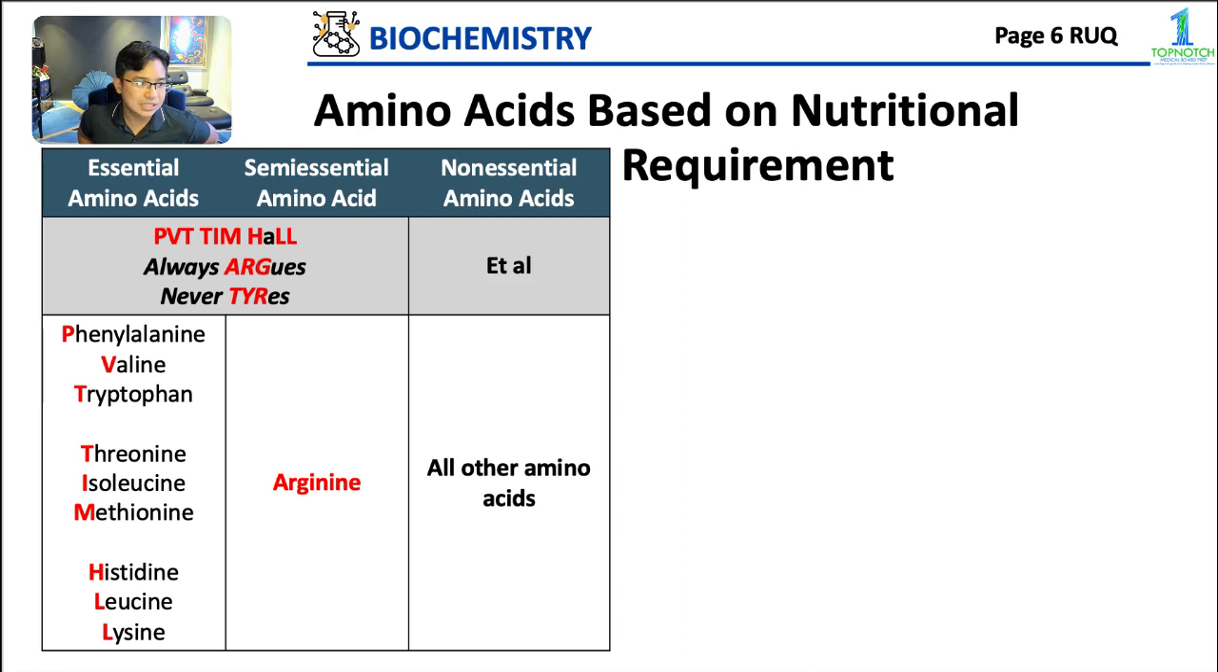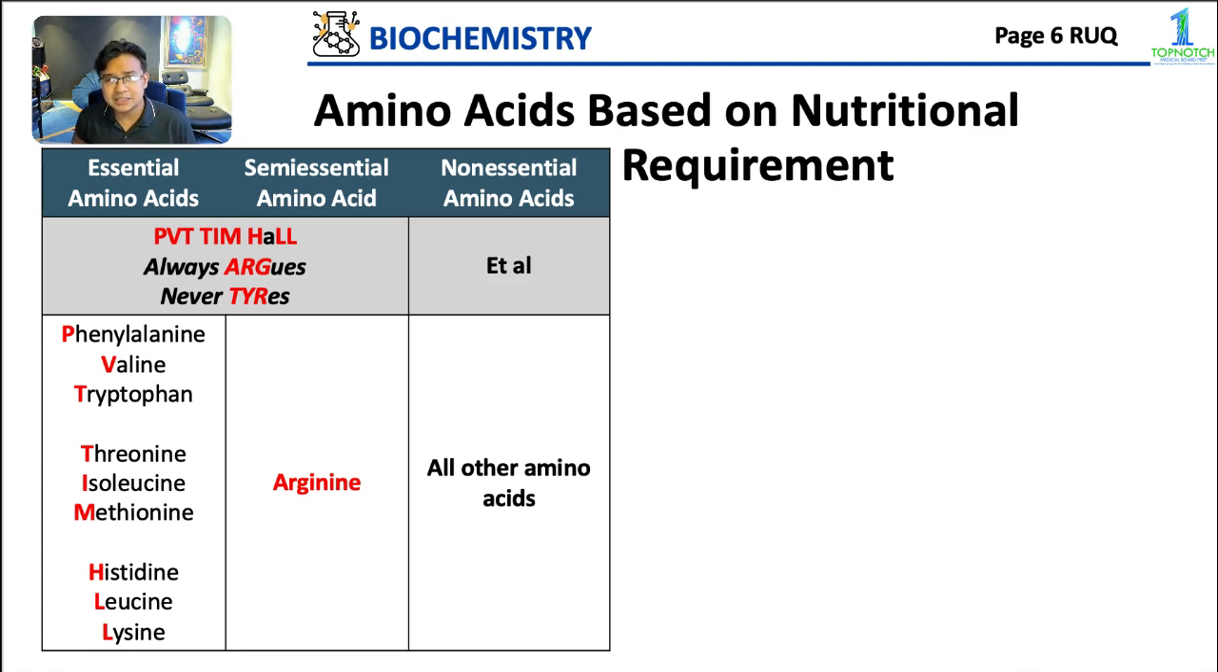So guys, phenylalanine, valine, tryptophan, threonine, isoleucine, methionine, histidine, leucine, and lysine are all essential amino acids. But always arginine, but never tyrosine. Now guys, ano ba ang ating semi-essential amino acid?